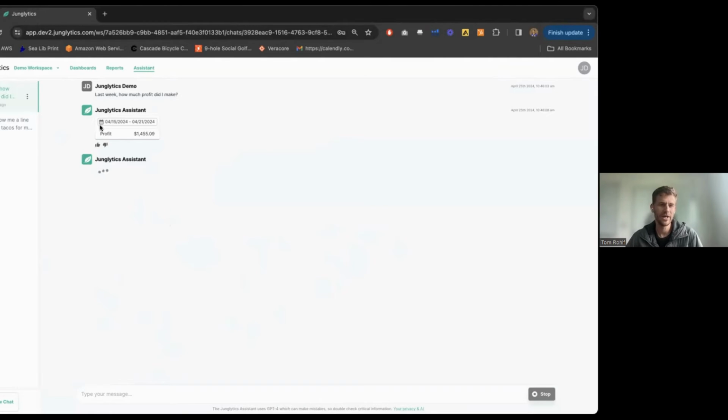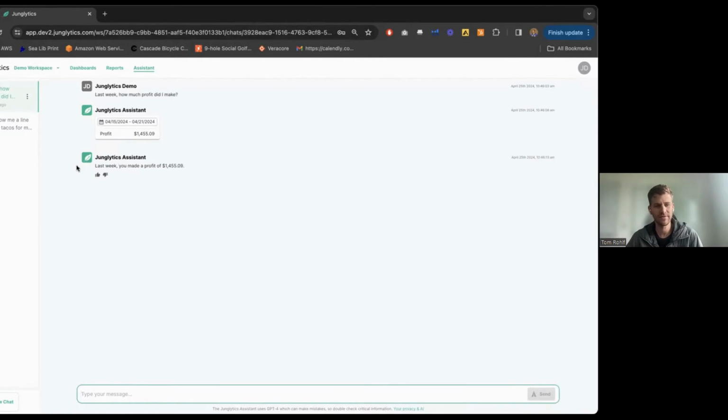We like to put these little chips here to show that the assistant is in fact using the time range that you had designated. If you had an additional filter on here, like a product line or a region, that would also show up as an additional chip. And as you can see, in about 5-6 seconds, the assistant was able to answer that question.